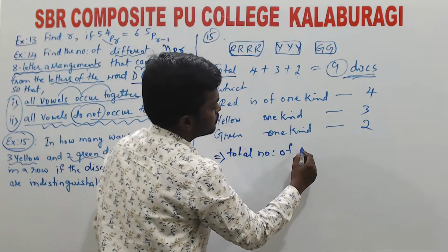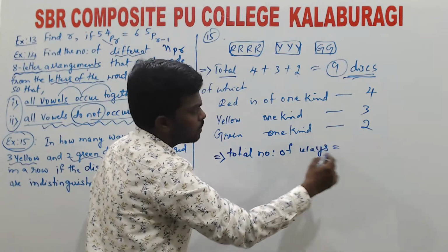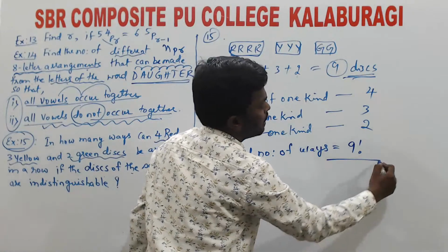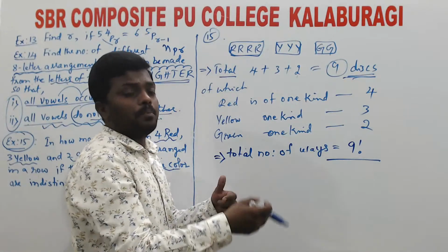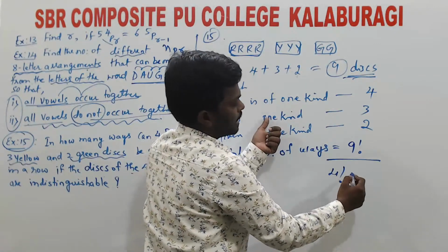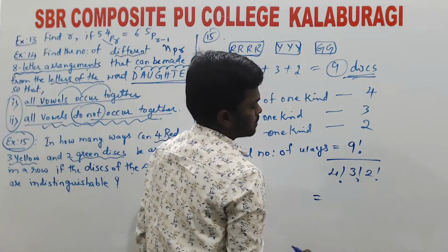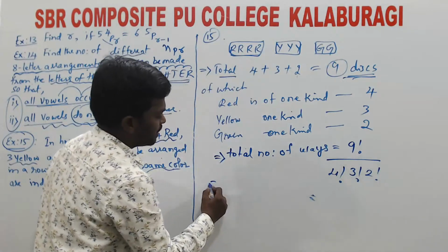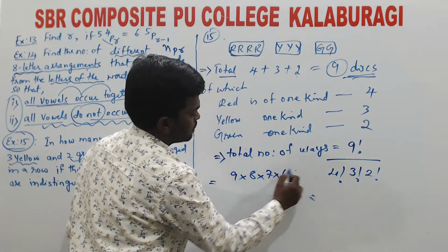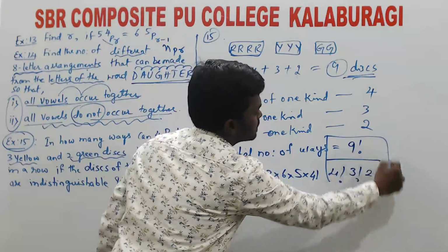So hence the total number of ways in which we can arrange them is nothing but n factorial. N means total. So how many we have? 9 factorial divided by the divided out of one kind. Red is occurring 4 times, right? Yellow 3 and green 2. Is that clear, students? Okay, so this we shall simplify. 9 into 8, 7, 6, 5, 4 factorial. So this is our answer.